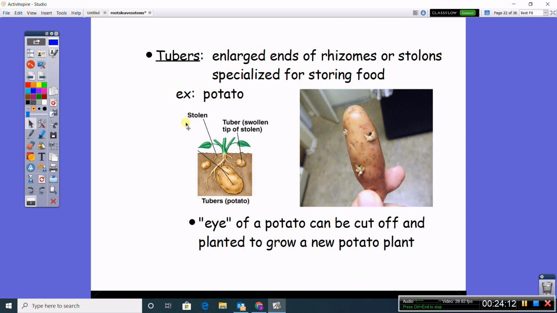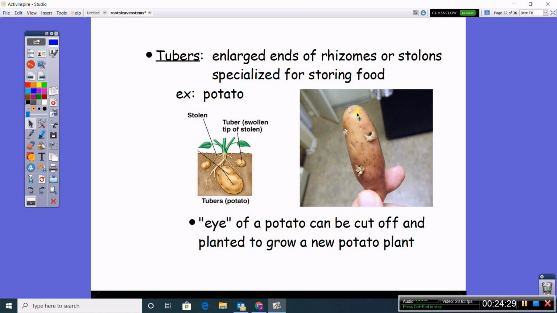tubers, which are potatoes. So tubers are also stems, okay? When you see a potato, you are looking at a stem. It's an enlarged end of a rhizome or stolon, again, but don't use a potato for those terms. A potato is a tuber.